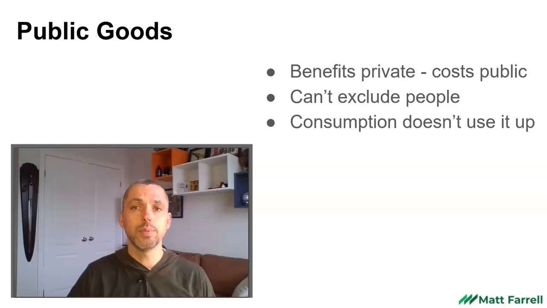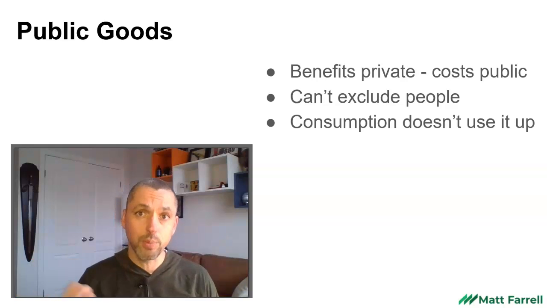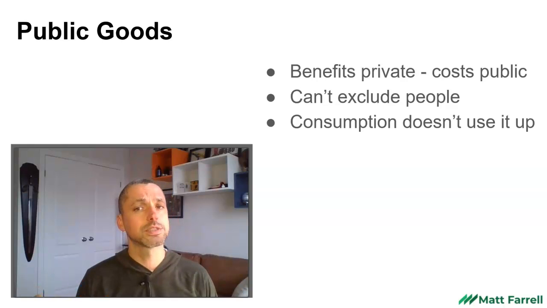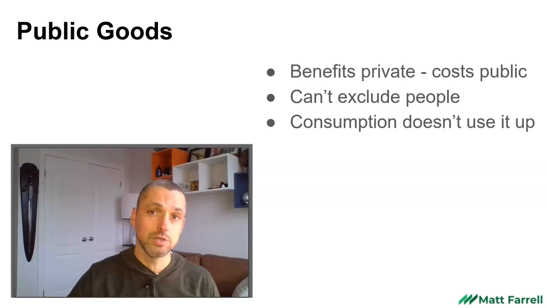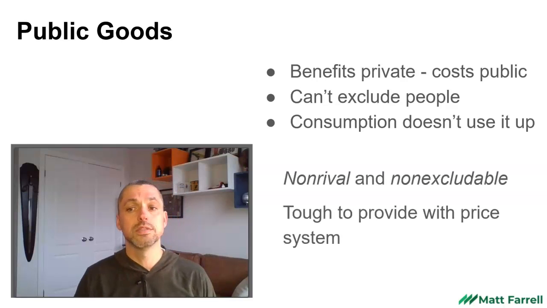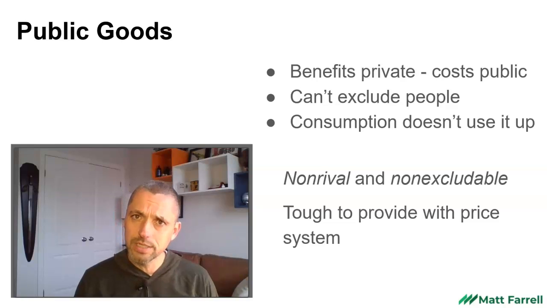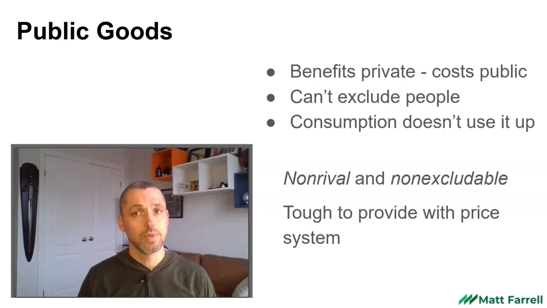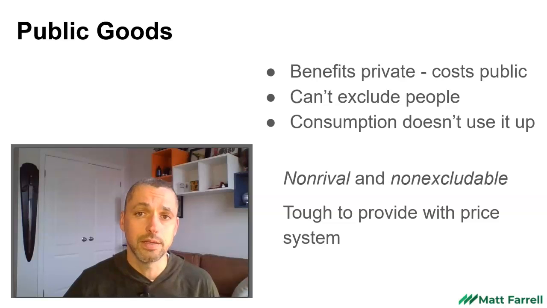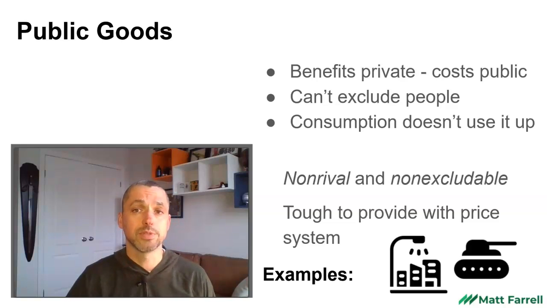Public goods. Public goods are typically provided by the government. The benefits are enjoyed privately by individuals, but the costs are borne publicly by the group, typically through taxation. You can't really exclude people from public goods, and consuming them does not use it up. We would call these non-rival and non-excludable. These types of goods are really tough to provide with a price system, which is why they're often provided by governments. A couple of examples might be streetlights and national defense.